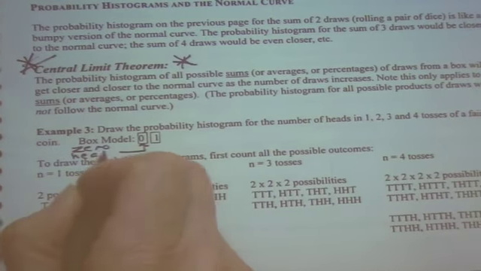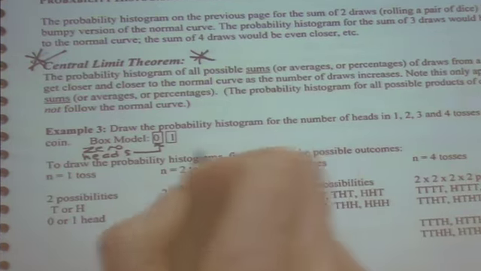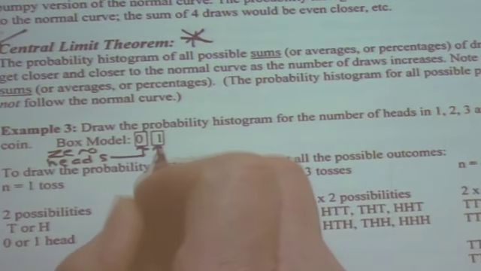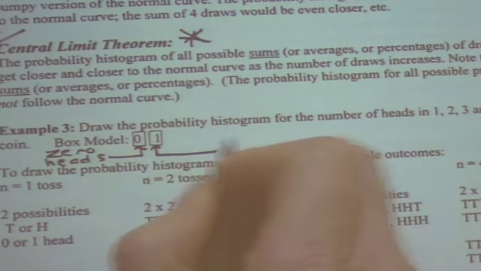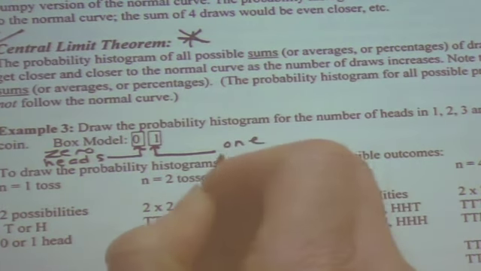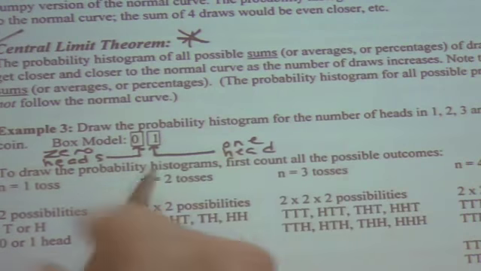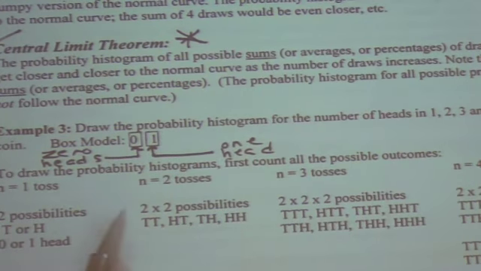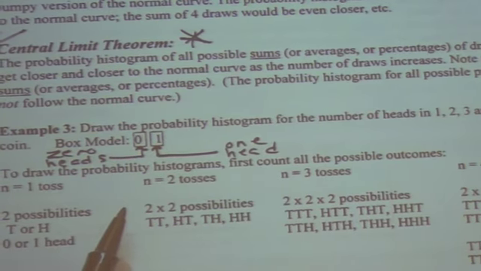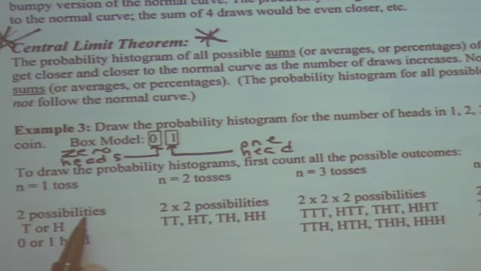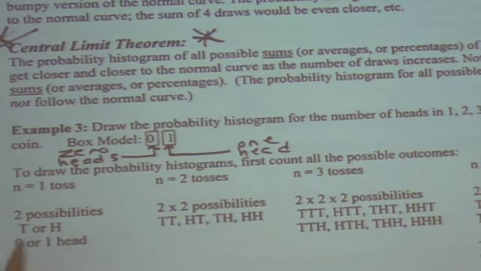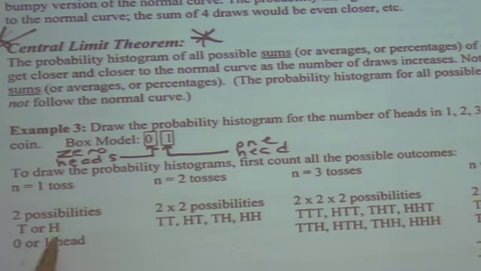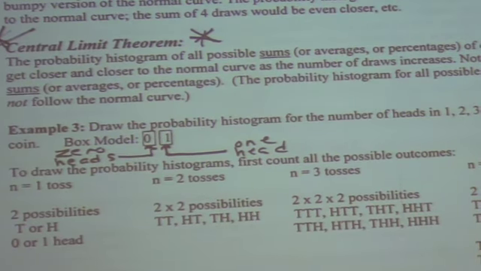So 0 heads, right? And right here is if we got a head. That's 1 head. So tossing the coin and counting the number of heads translates into this box model. Now, on one toss, obviously there's just 2 possibilities. You can either get a tail or a head with equal likelihood.